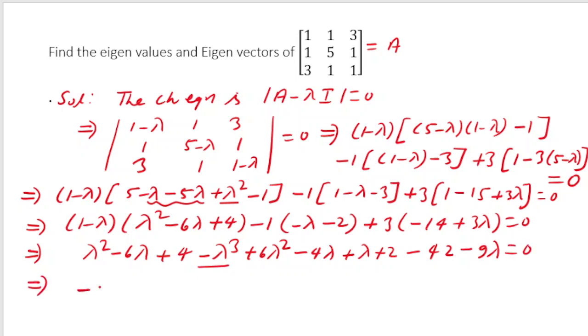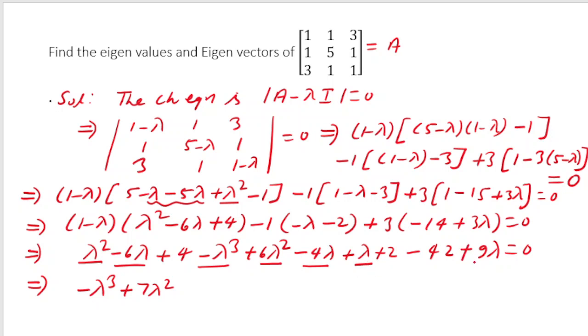Minus lambda cube. So I write minus lambda cube. Then lambda square plus 6 lambda square, right? So I will get plus 7 lambda square. Now minus 6 lambda and minus 4 lambda, that is minus 10 lambda, and here we have lambda plus 2. So here we have lambda, and here I think it is not minus 9 lambda, 3 into 3 lambda, it is plus 9 lambda, so be careful.